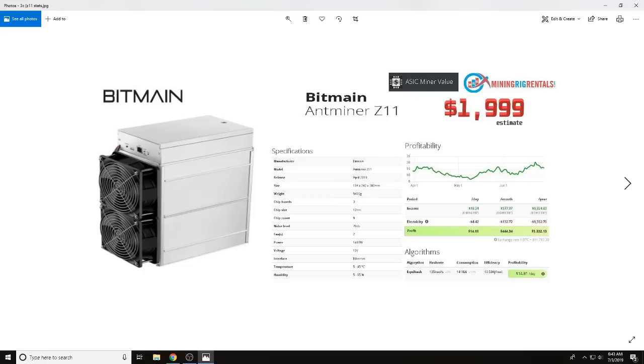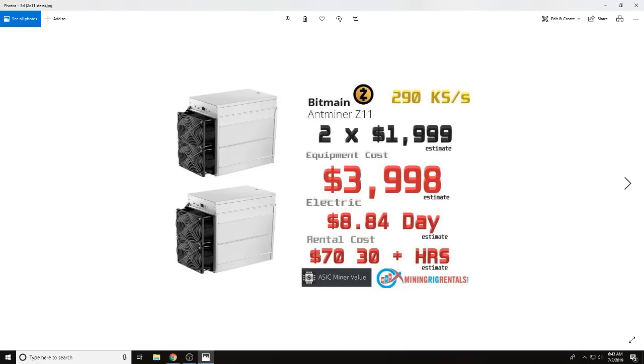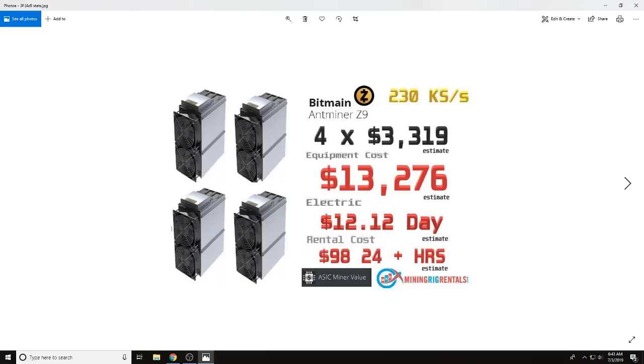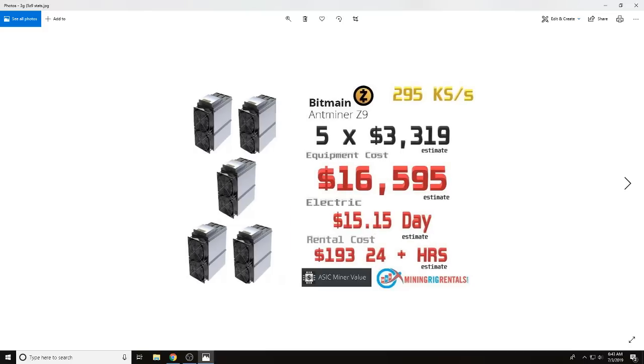We also rented some Z11s. Here's your cost there. So to get 290 sols, we needed two Z11s. Cost, initial equipment cost, electric cost, my rental cost there. To get 230,000 sols, we needed four Z9s. To get 295,000 sols, we needed five Z9s. You know, five Z9s initially costs over $16,000. Those five Z9s are going to run you $15 a day plus in electric.